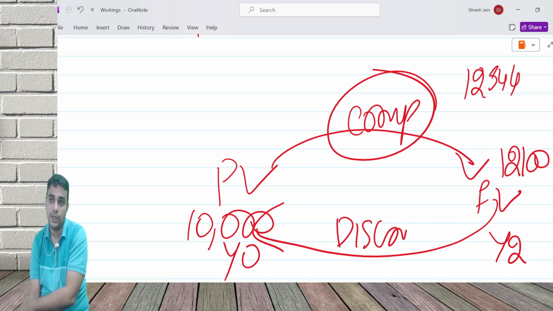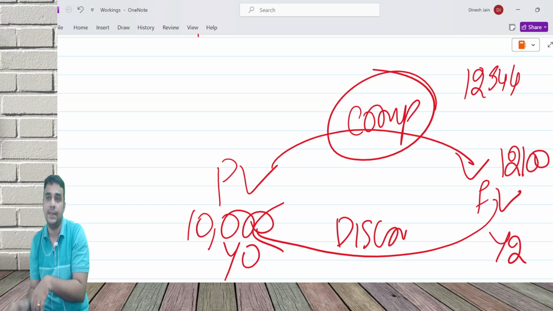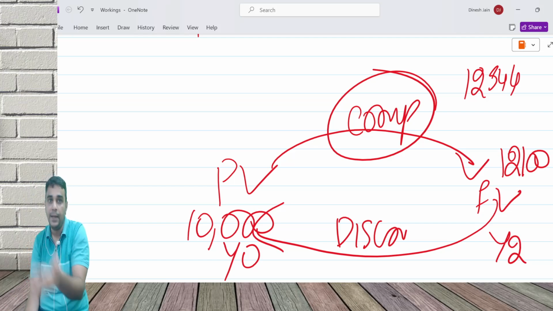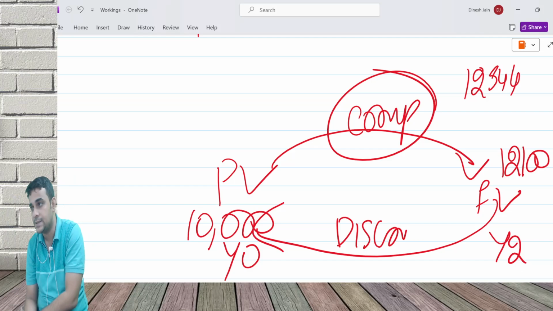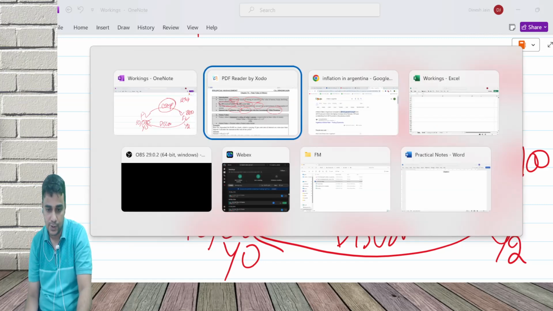In the calculator, 10,000 into 1.12 into 1.12 gives 12,544. So if you want to do compounding in the calculator, you can do plus plus, or you can multiply by 1 plus the interest rate. And if you want to do discounting, you divide by 1 plus the interest rate. This is what we are going to do: either multiply with 1 plus the interest rate or divide by 1 plus the interest rate. Clear? Any doubts on this? Compounding means present value taken to future, and discounting is future value taken to present. Any doubts on this part?